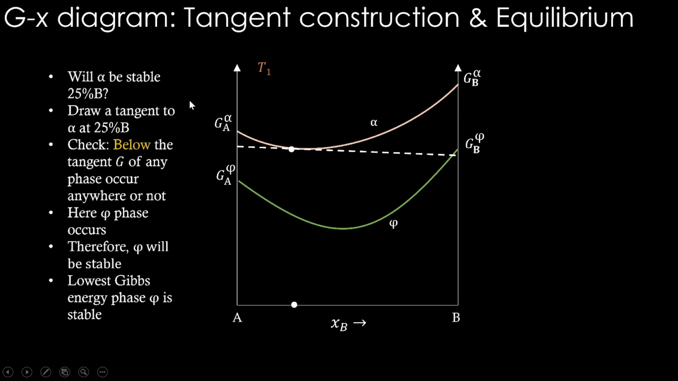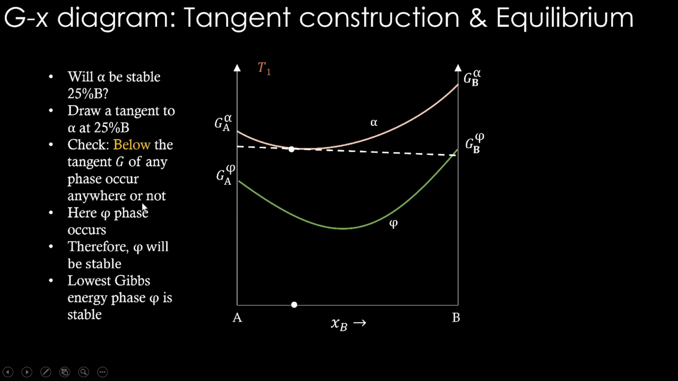So what we are doing here is checking will alpha be stable at 25% B. What do we do? Draw a tangent to alpha at 25% B and check below this tangent whether G of any phase occurs anywhere or not.